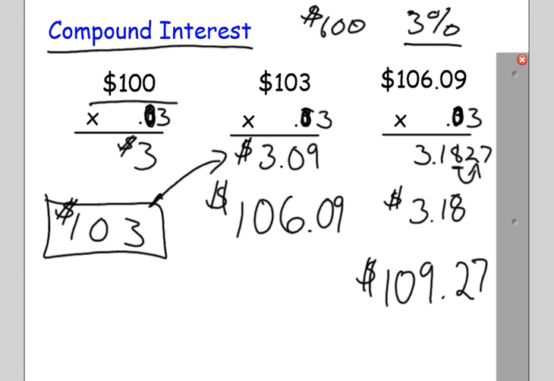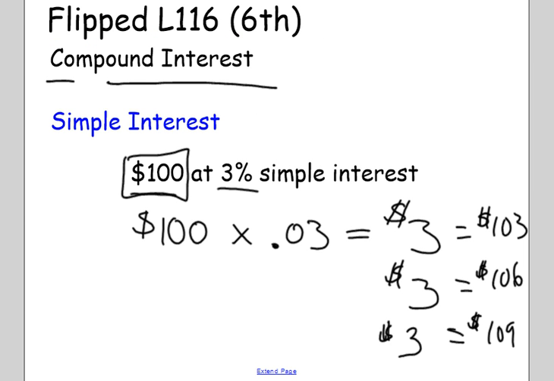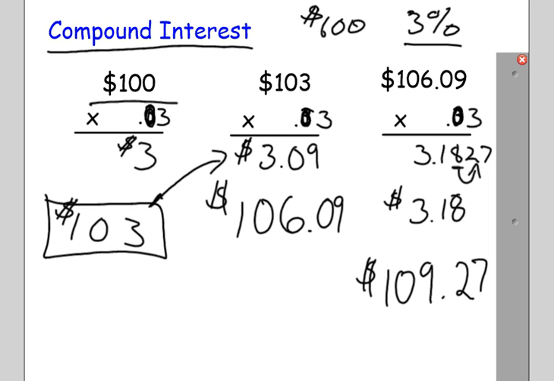So in the end, what we see here is the difference between simple interest. Simple interest is going to give you a good amount of money. It's going to give you $9 extra at the end of those 3 years. But compound interest is actually going to give you 27 cents more. Now the question is, what would you rather have? Just $109? Or would you like $109.27?